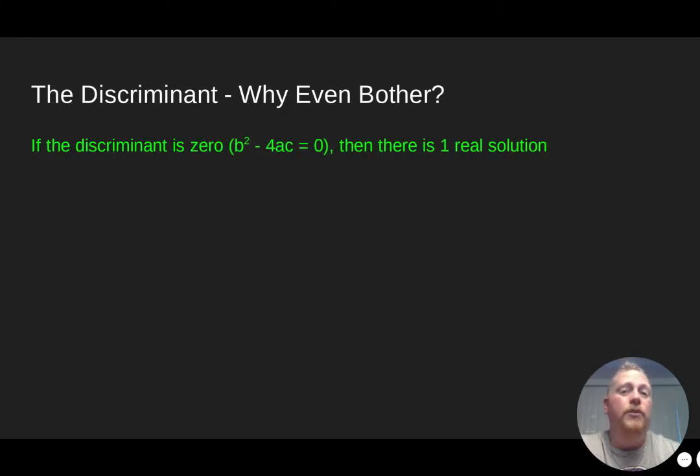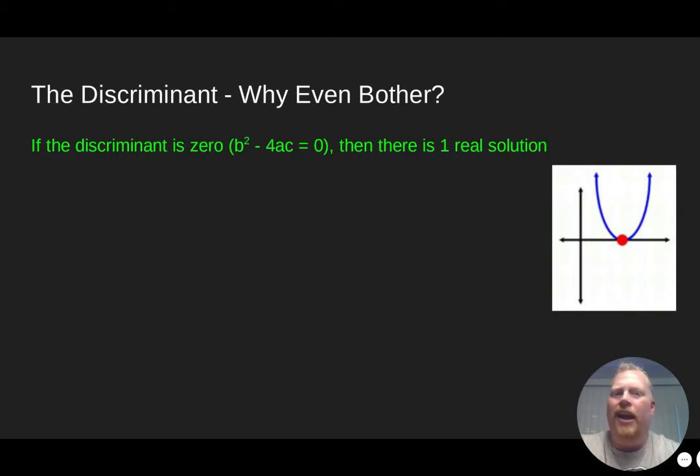However, if the b squared minus 4ac equals 0, so the value of the discriminant is exactly 0, then there's going to be one real solution. And we've seen a visual representation of that before, a graph that comes down and just touches at one spot. Okay, it's rare, but it happens.